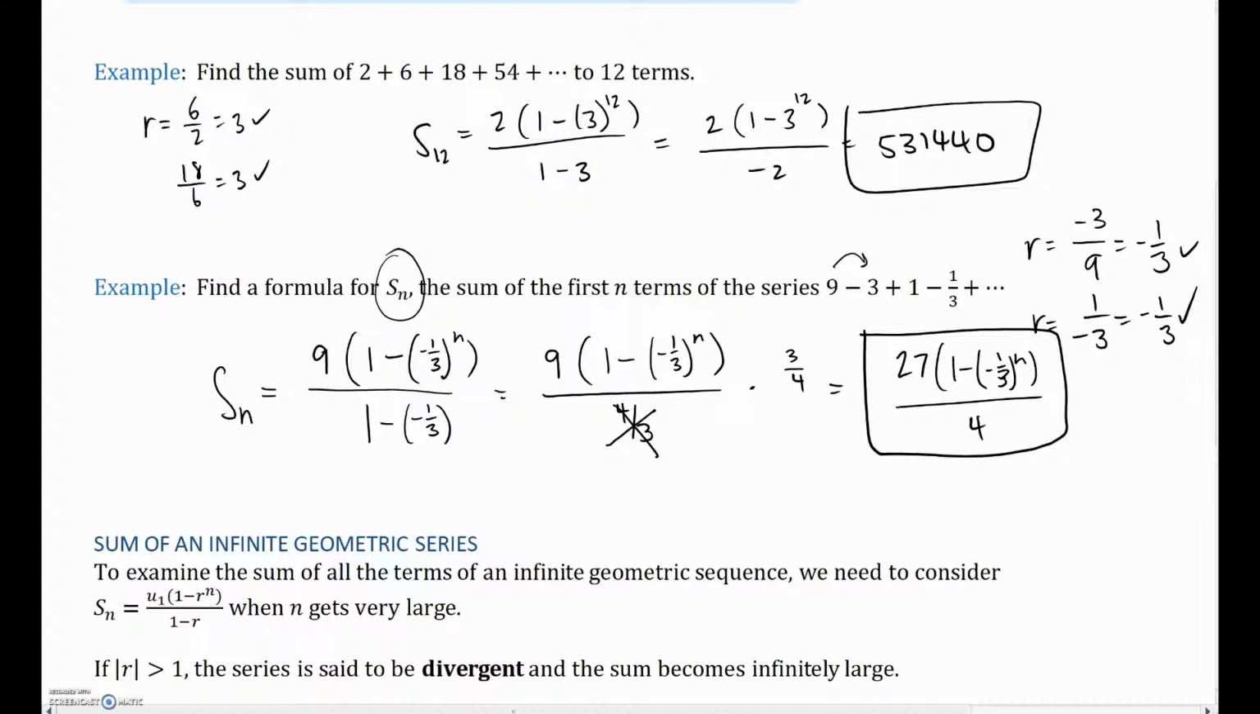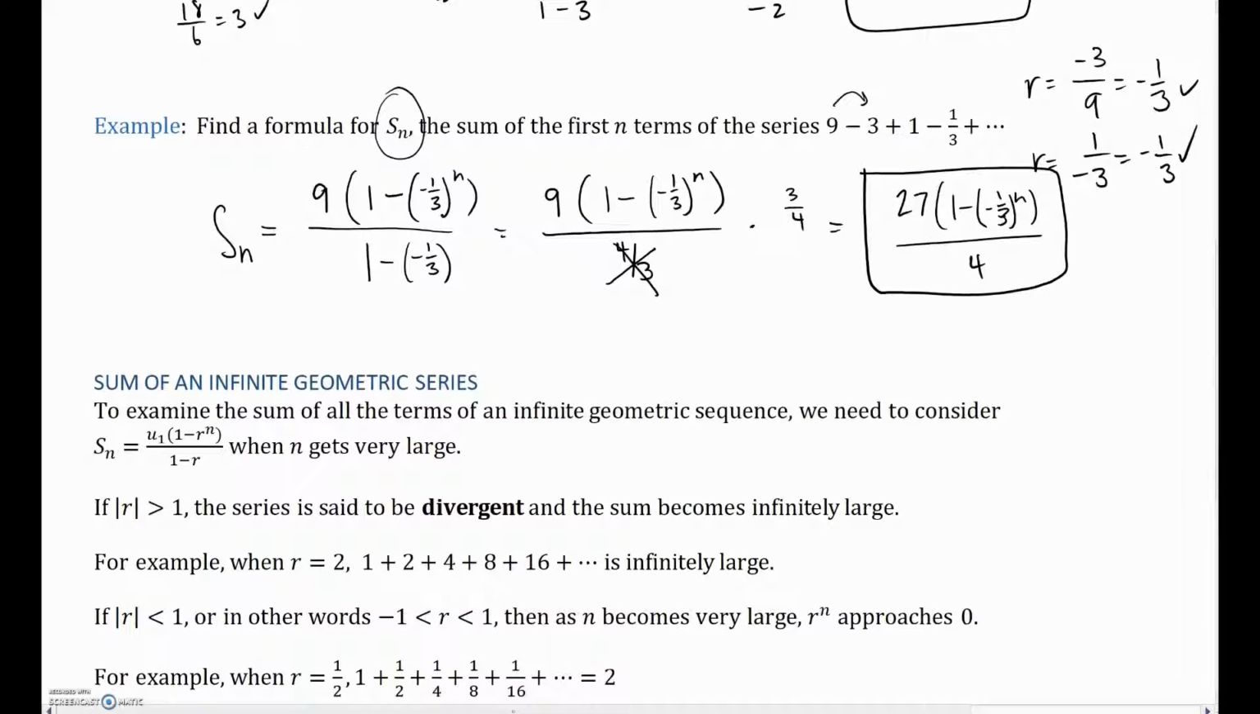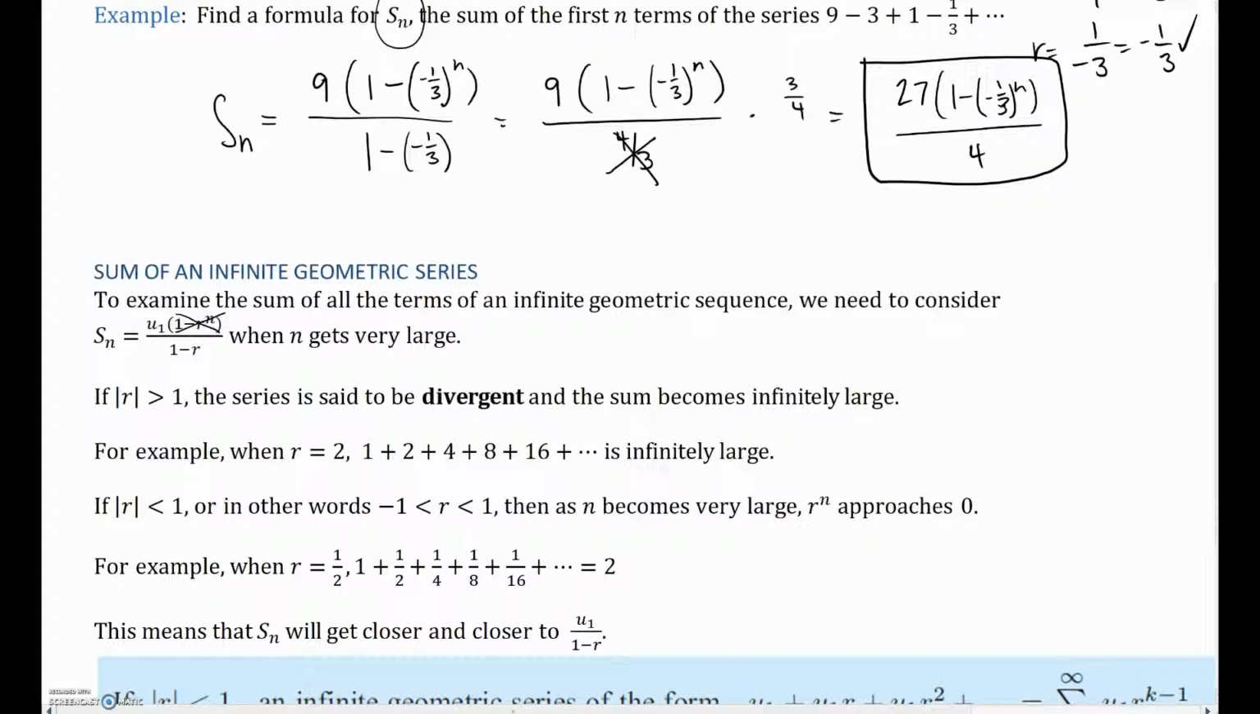Now, something kind of funny that we like to do here, with the sum of an infinite geometric series: when n gets really, really big, look right here, r to the n, if r is less than 1, would get really, really small. So you would just have 1 minus 0. So in essence, if the absolute value of r is less than 1, and n gets really, really big, then this just turns into a 1, because 1 minus 0 is just 1, and you just get this formula of u1 over 1 minus r right here.